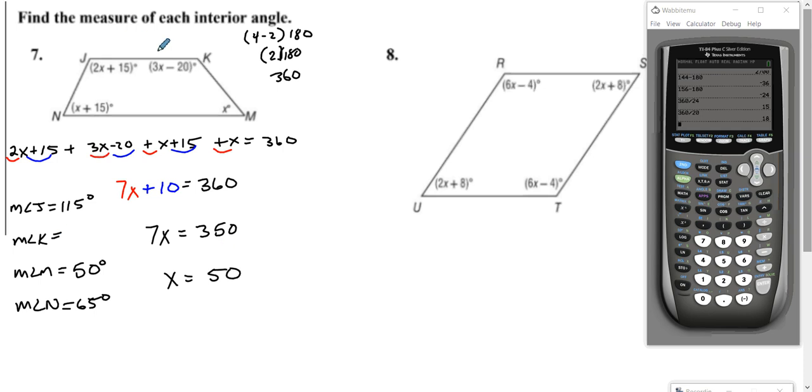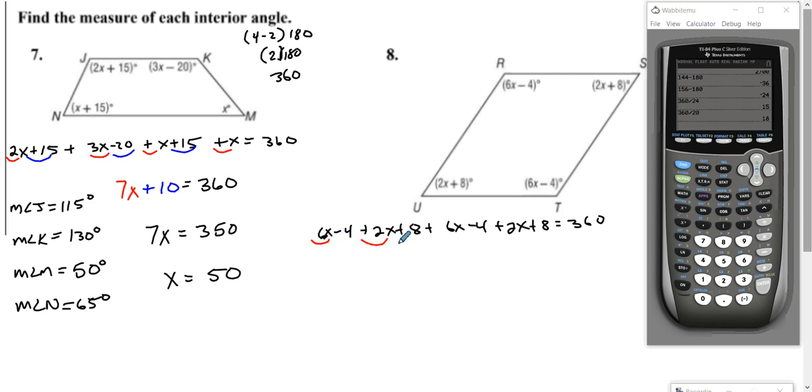Then K, 50 times 3 would be 150, minus 20 would be 130. And there's those four angles. This is also a four-sided object, so we know it's also going to add up to 360. So I'm going to start by just writing all that out. 6x minus 4 plus 2x plus 8 plus 6x minus 4 plus 2x plus 8 equals 360. Let's combine our like terms.